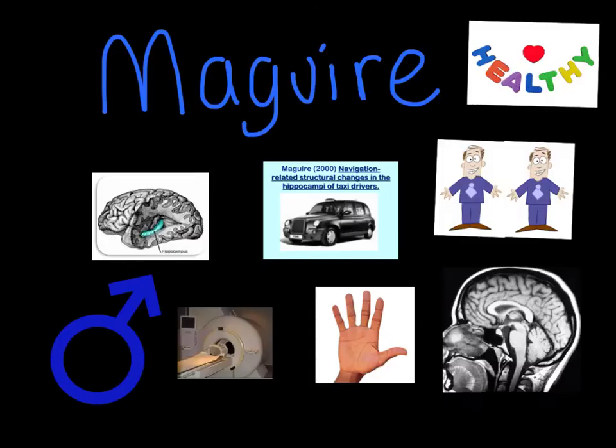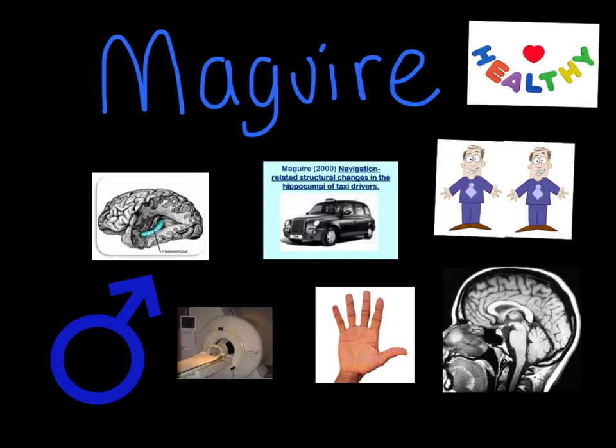The study that we're going to consider is McGuire's 2000 study, which looked at navigation-related structural changes in the hippocampi of taxi drivers. In this study, McGuire took MRI scans of the brains of 16 London black taxi drivers and compared them to scans of non-taxi drivers. McGuire had a number of controls in place.